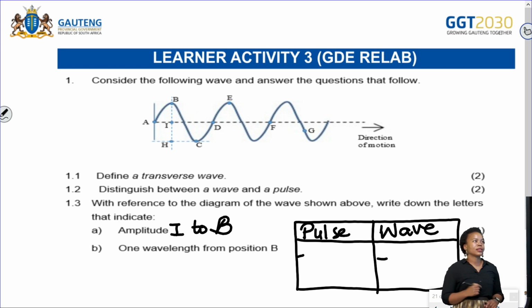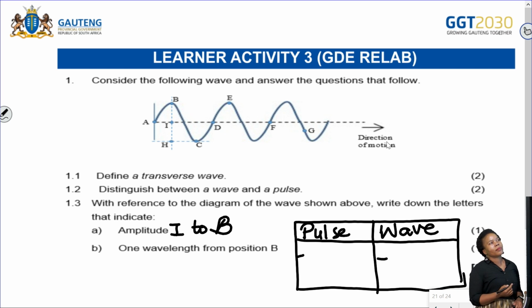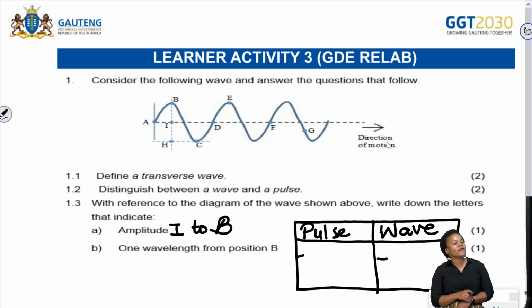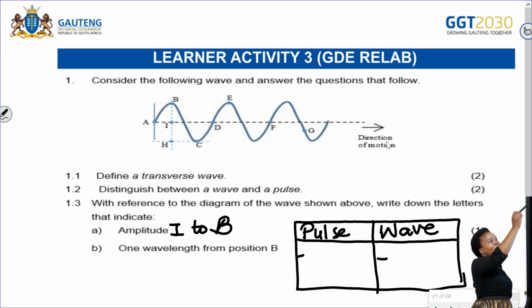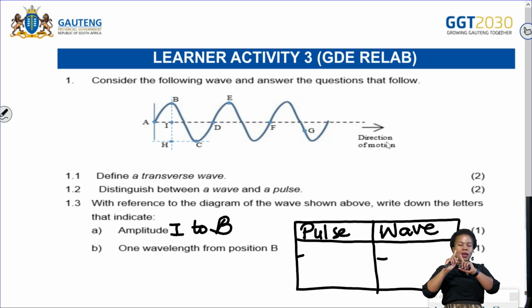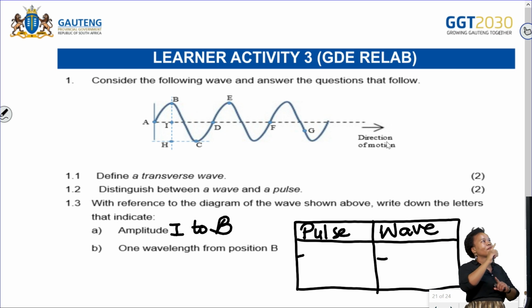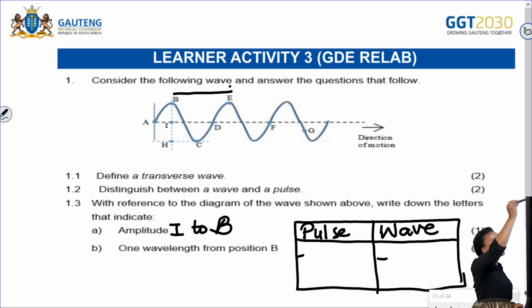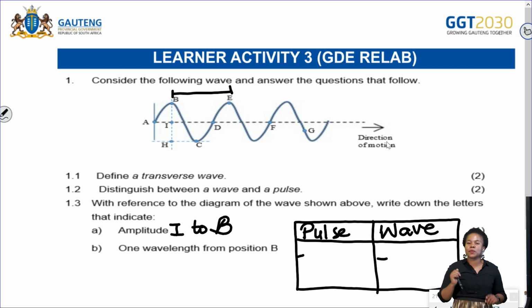To B. Okay, someone else can come and say it's okay, no, it can't be this one. So it's I to B. One wavelength from the position of B. From the position of here, what is then the one wavelength? You're looking at from here, because it has to be two adjacent crests, or it could be trough as well. So it's from B to E. That is marking one wavelength.